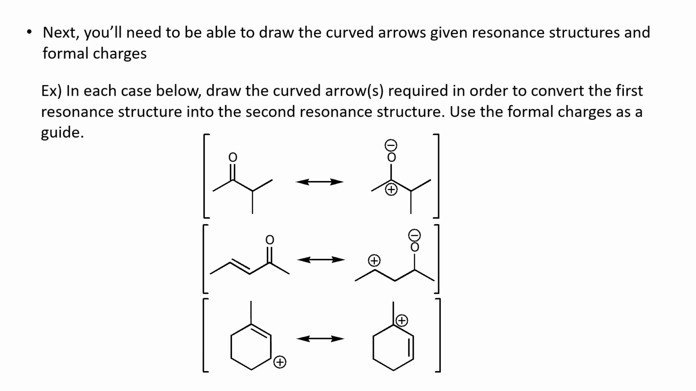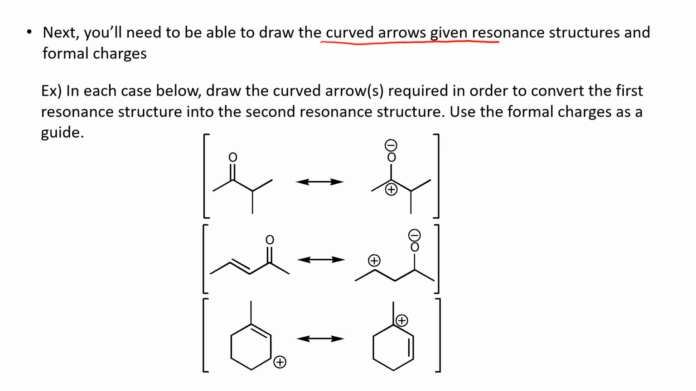And finally, the next skill is you're going to need to be able to draw the curved arrows if I give you the resonance structure and all the formal charges. So in the last example, you were given the arrows and you had to draw the product. The next skill is, given both structures, can you draw the arrows in based on where you see the electrons ending up and how they're moving. So pause the video, give this a try, and when you're done, come back and I'll show you the answers. All right, hopefully you were able to give this a shot.